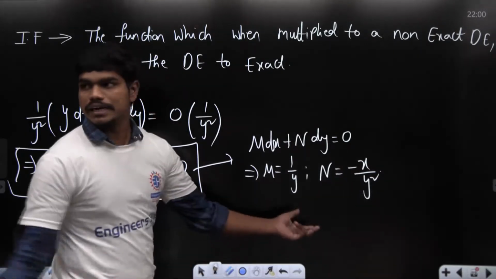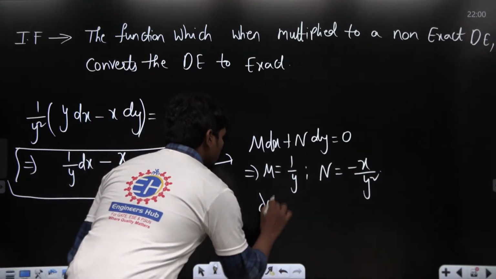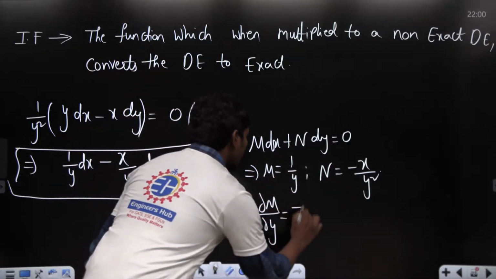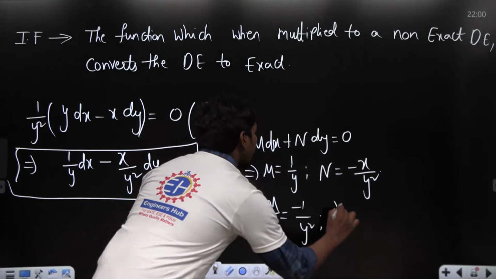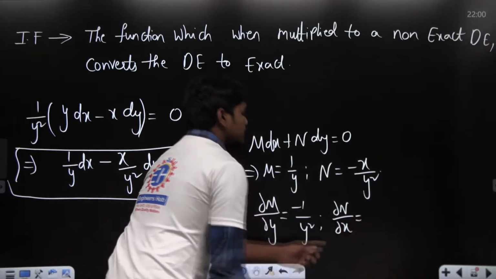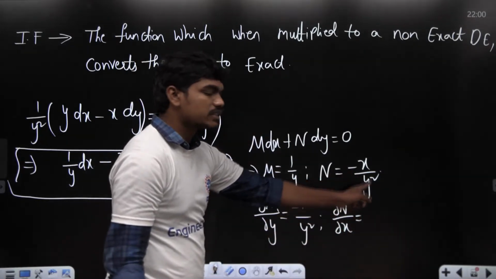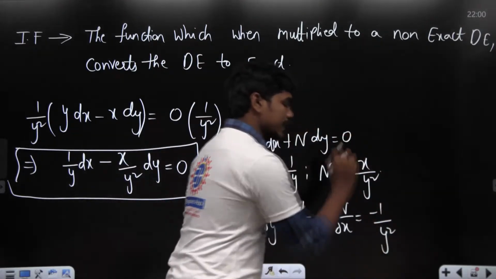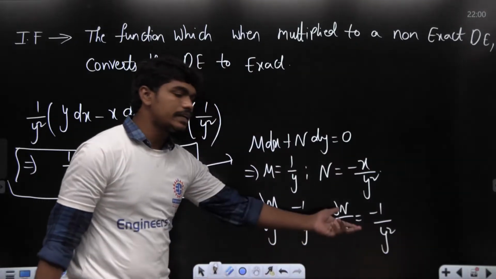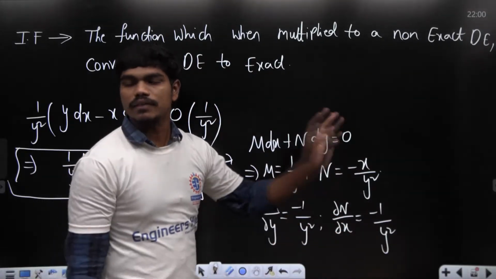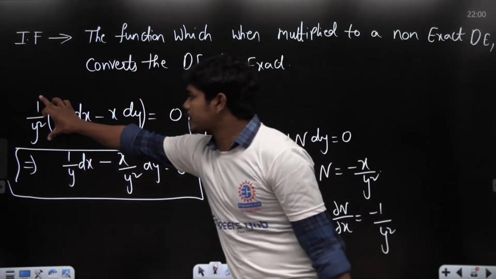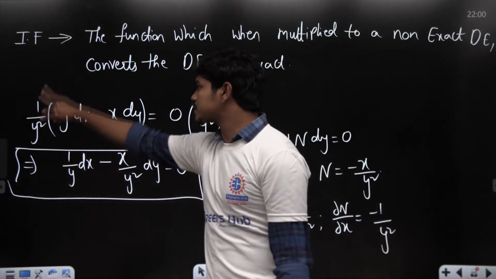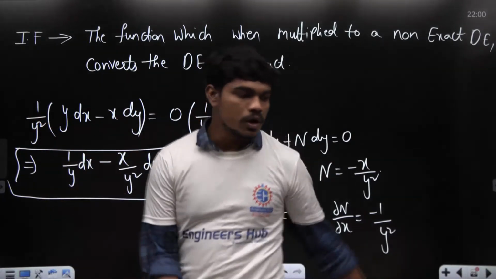Now if you check the condition of exactness, dou M by dou y is the differentiation of 1 by y with respect to y, which gives you minus 1 by y square. And dou N by dou x: whenever you are differentiating partially with respect to x, you treat minus 1 by y square as constant, so it is minus 1 by y square into the differentiation of x, which is 1. You can see dou M by dou y is equal to dou N by dou x. It is exact, which means multiplying the factor 1 by y square to this non-exact differential equation converts it into an exact differential equation.